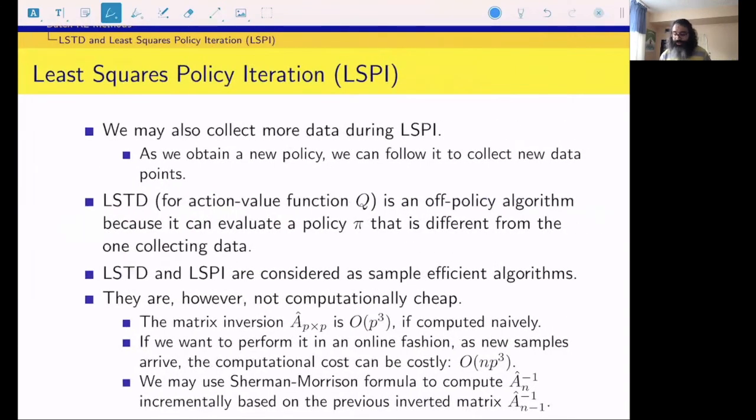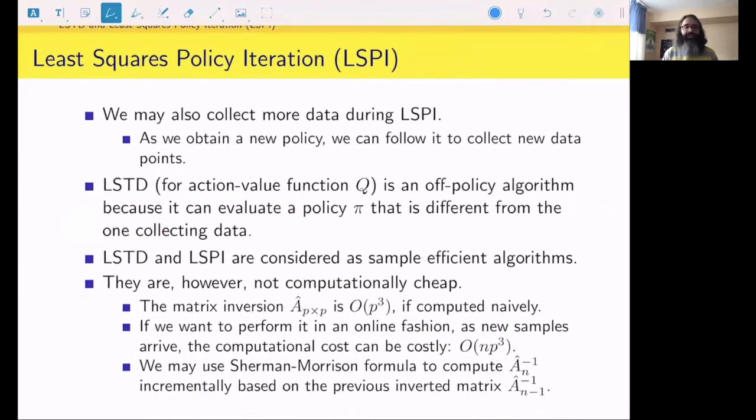Okay, a few comments. We may also collect more data during LSPI. The way I described it, data is collected once, so it's a batch method, and then I gradually improve it. But I can gradually increase my data set by following the policy that I obtained at iteration k, collecting more data, and then adding it to the previous data set, or maybe replacing the previous data set, and then basically running LSTD with this updated data set. So we can collect more data during LSPI.